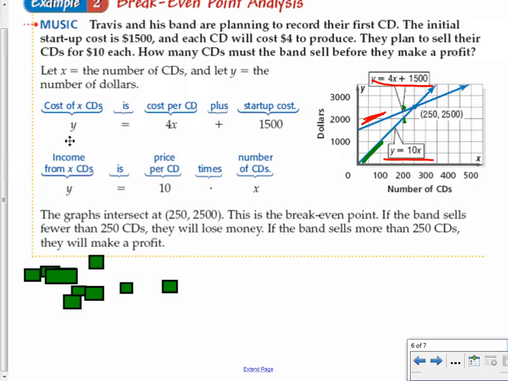So hopefully they can sell a lot. Hopefully they, again, aren't a terrible band and they'll make it. But yeah, that's just an example of how we can use linear graphing to solve for the solution to that system.